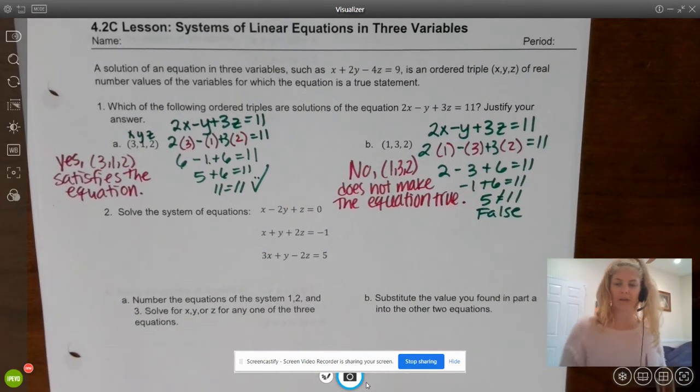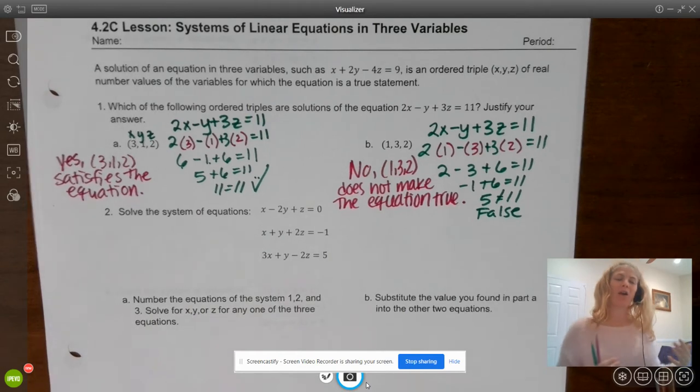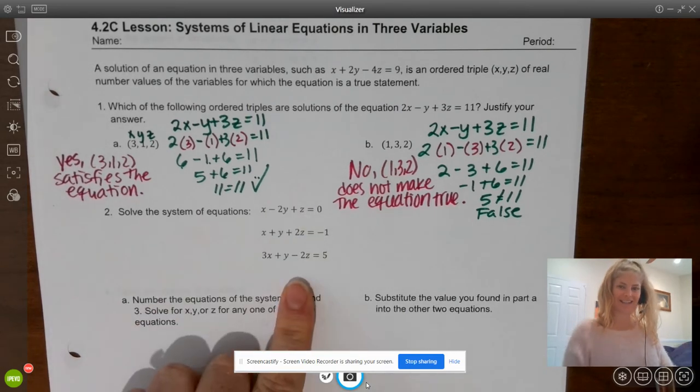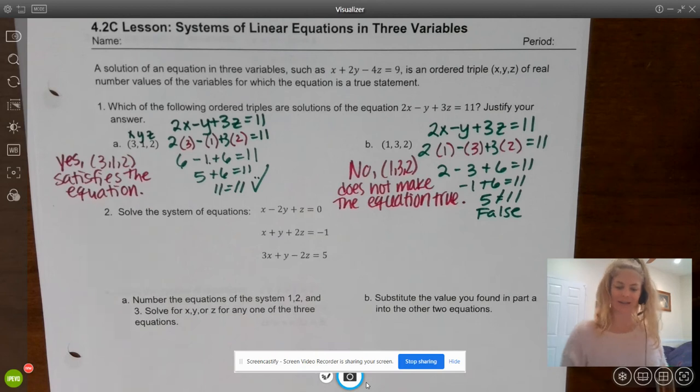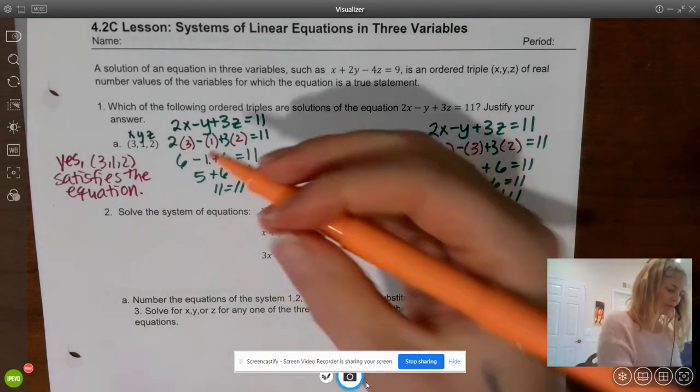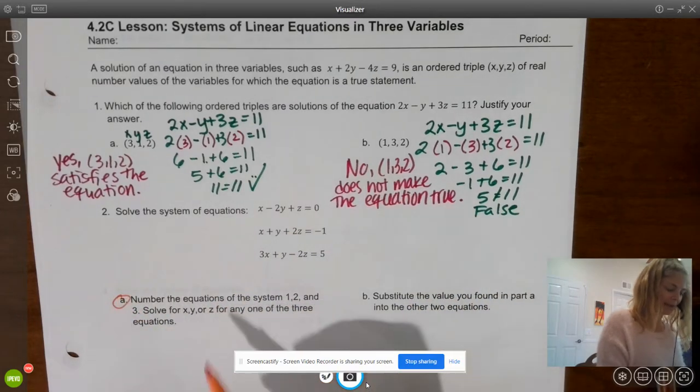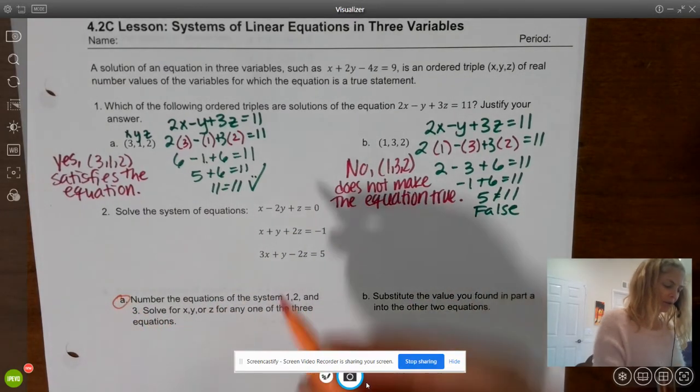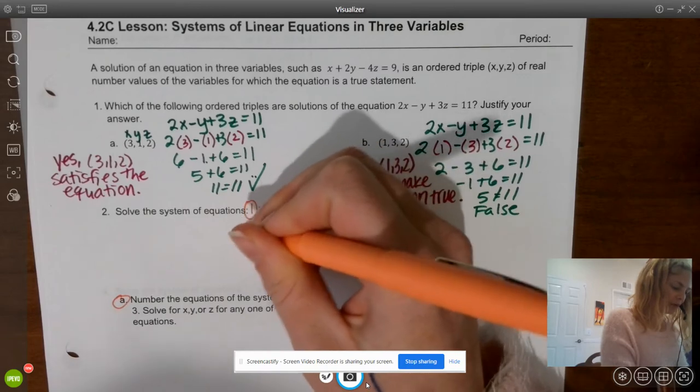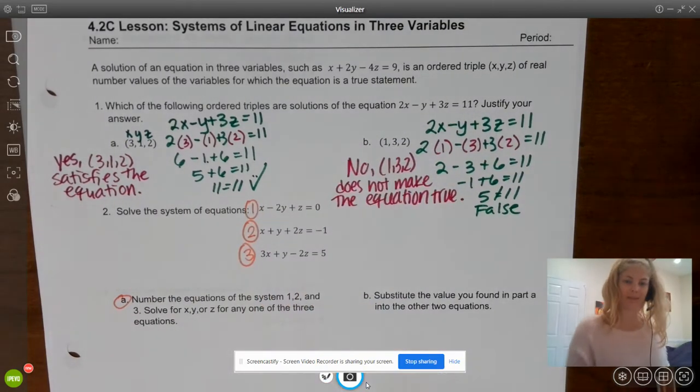Perfect. So now that we've talked about what satisfies and makes an equation true in three variables, same as with two, same as with one, we're going to be looking at solving a system of three equations, meaning there are three unknowns. The first thing that we're going to do is, of course, follow the steps. A says, number the equations of the system 1, 2, and 3, just like we've been doing before. This is going to keep our work really organized and help us solve.